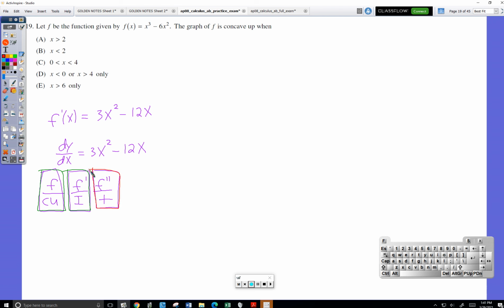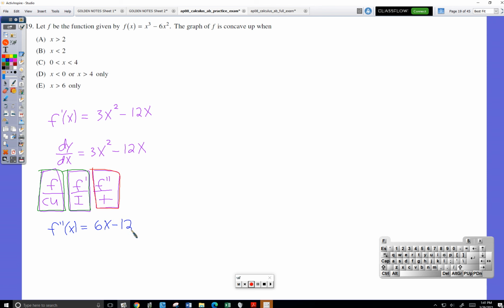A sign chart's my substitute for a graph. I always graph if I can, but if I can't, sign chart. Good? So this problem does need a sign chart. This one for sure will need a sign chart because I can't graph. It's not calculator. So I need f double prime. Can you tell me what f double prime would equal? F double prime equals 6x minus 12. There we go.